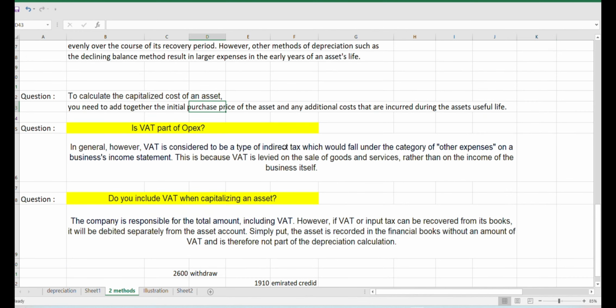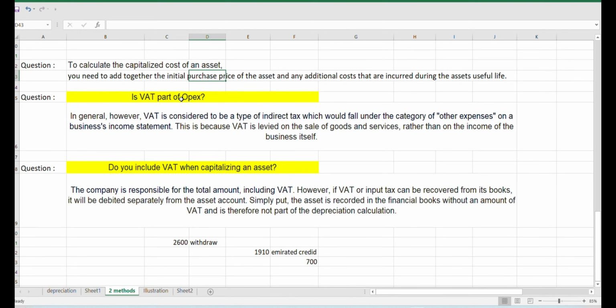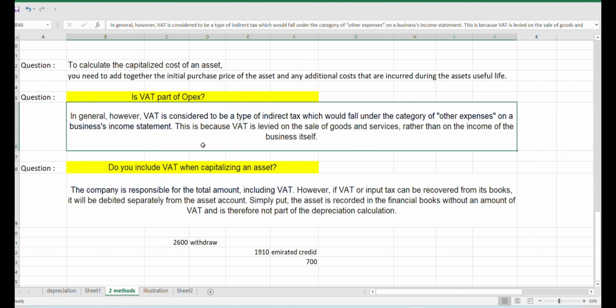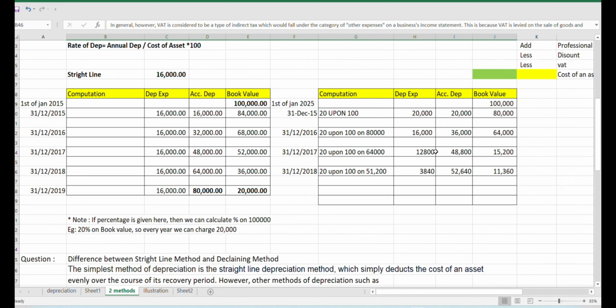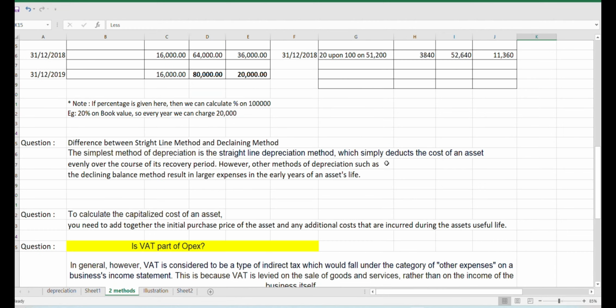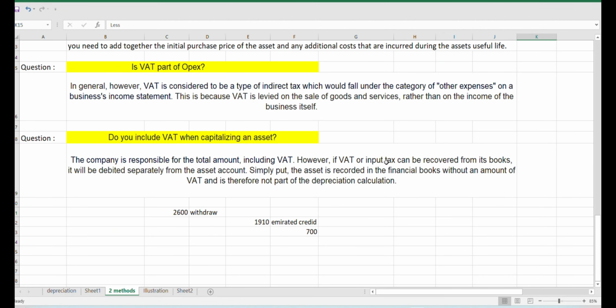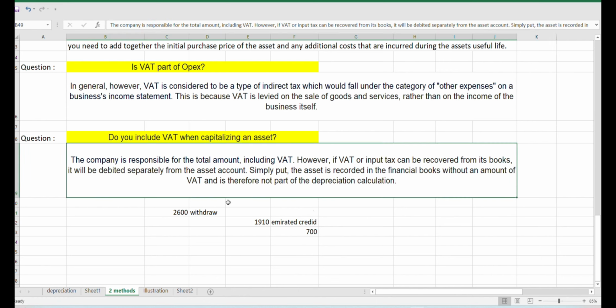And there are two more questions. Is VAT part of Opex? Opex means operating expenses. VAT is an indirect tax. VAT is levied on the sale of goods and services rather than on the income of the business itself. And do you include VAT when capitalizing an asset? I've already explained over here. We don't include VAT in the capitalization of an asset. The company is responsible for the total amount including VAT. However, VAT is a recoverable cost.